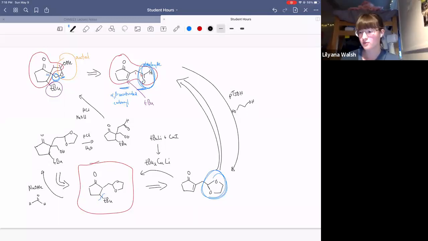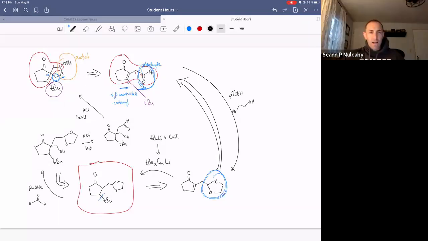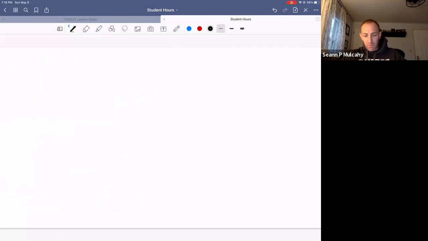For question 5 on problem set 9, can you go over that third reaction? Yeah, I think that one was maybe a holdover from the previous section of the course, right? So this is enamine formation. Right? That's all this is.